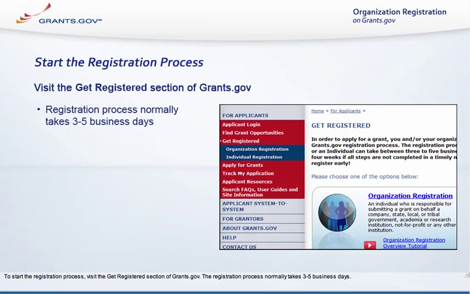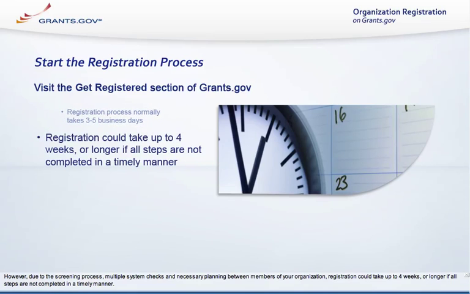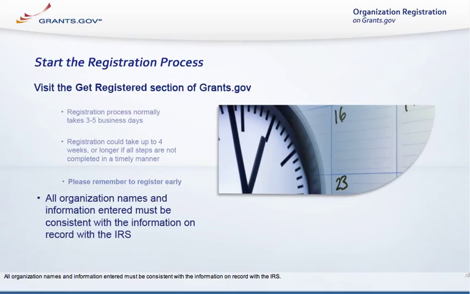The registration process normally takes 3 to 5 business days. However, due to the screening process, multiple system checks, and necessary planning between members of your organization, registration could take up to 4 weeks or longer if all steps are not completed in a timely manner. So please remember to register early. Delays in registration are generally due to inconsistent information being found between system checks. All organization names and information entered must be consistent with the information on record with the IRS.